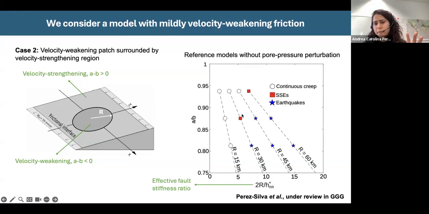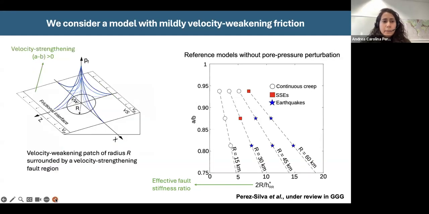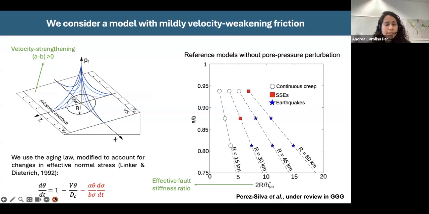This first parameter exploration shows that SSEs arise only in very few cases. If we went down here for more weakening properties, we would find more earthquake-like behavior and not many SSEs. So we follow the same approach as the previous case. We impose periodic pore pressure changes at the center of the fault, and we assume the same equations. The only difference is that in this case, we use the aging law modified to account for changes in effective normal stress, where alpha is 0.2.